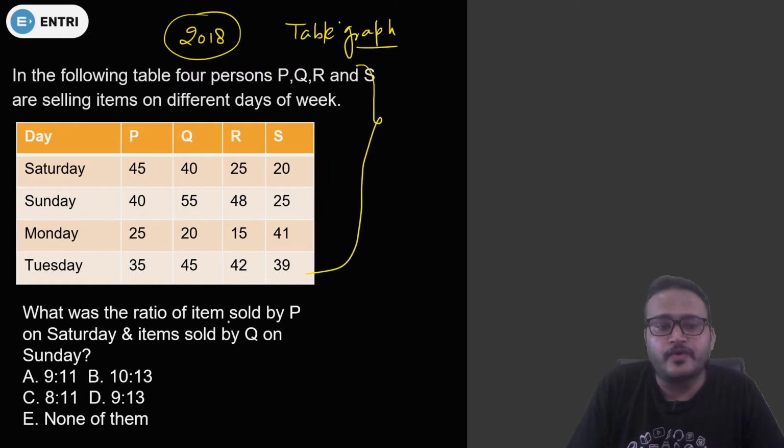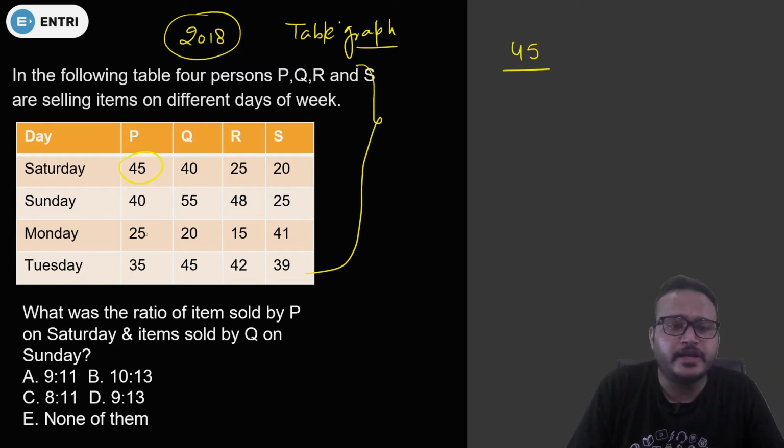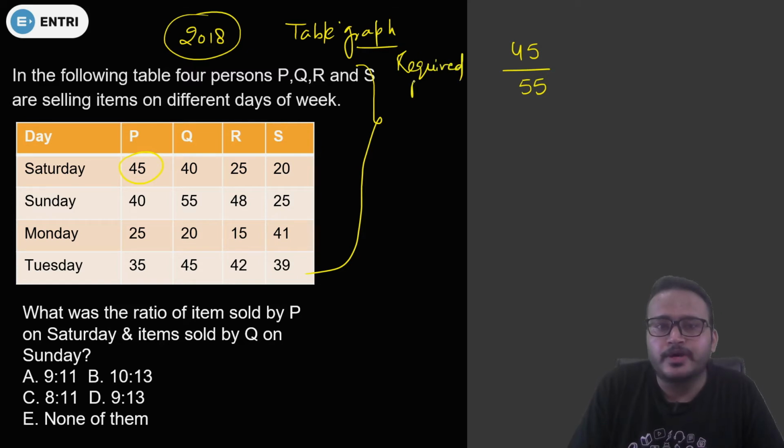What was the ratio of items sold by P on Saturday to those sold by Q on Sunday? How many items were sold by P on Saturday? 45 items. How many items were sold by Q on Sunday? On Sunday, Q sold 55 items. So this is going to be your required ratio, and we can easily cut this by 5. 5 nines are 45 and 5 elevens are 55. So 9:11 will be your right answer.